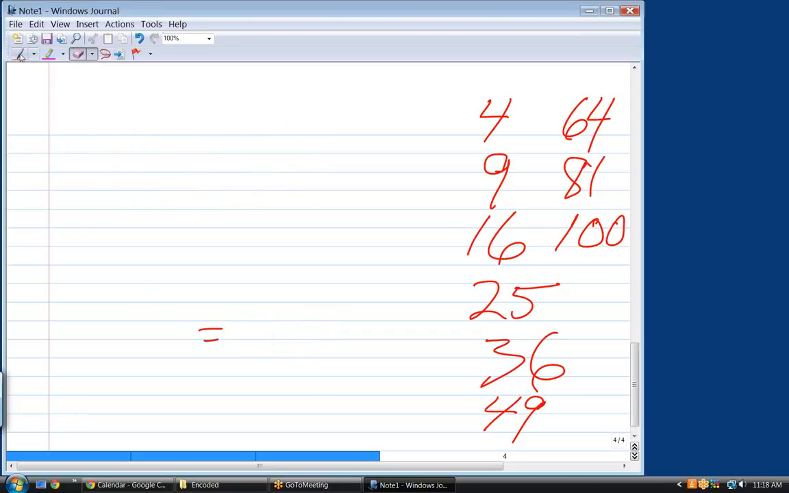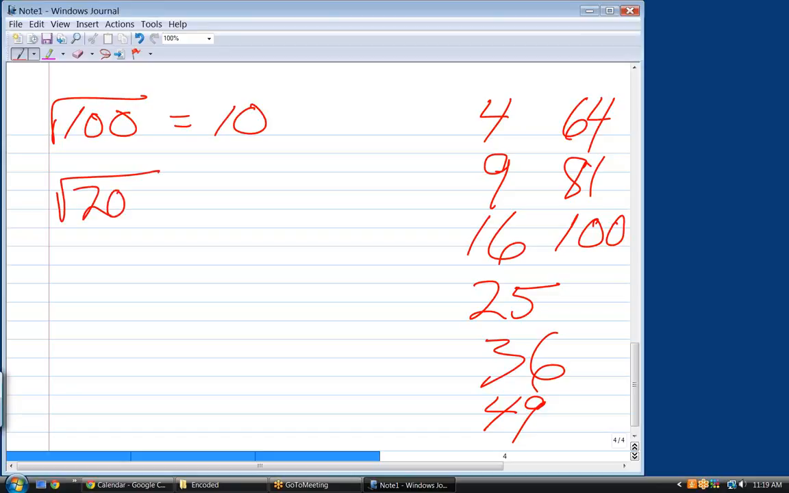What's the square root of 10? Or, excuse me, the square root of 100? My apologies. Oh, 100? Uh-huh. That would be 10 times. Okay. So, what's the square root of 200?